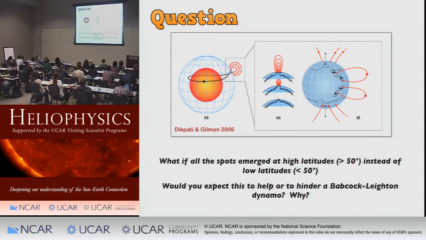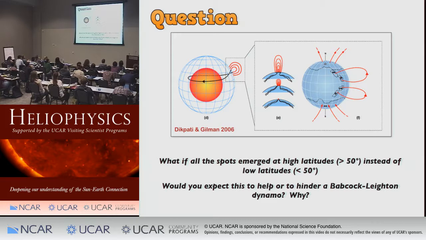Yeah, so if the cycle period is dependent on how long these things take to get to the poles, then you might think the period might be faster, right? Yeah, it depends on the flux. But let's say the flux is the same for now. So we have one argument for how it can help. Any other ideas on how it might hurt?